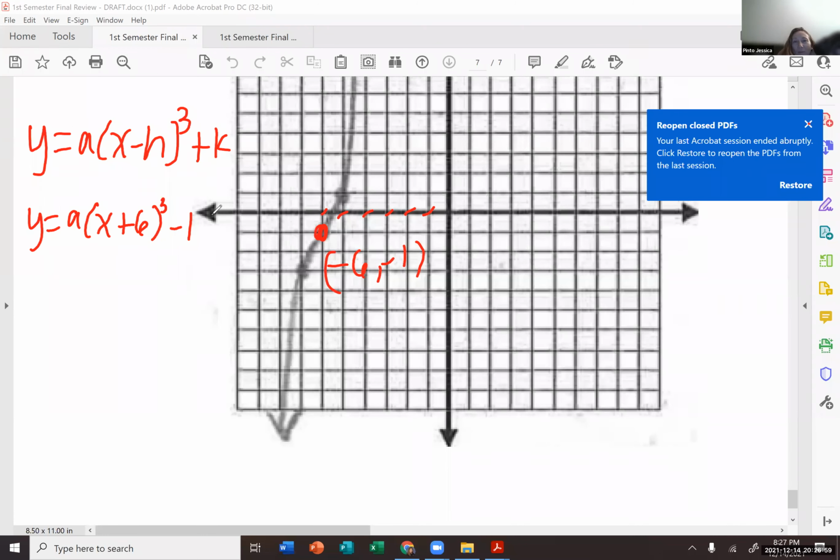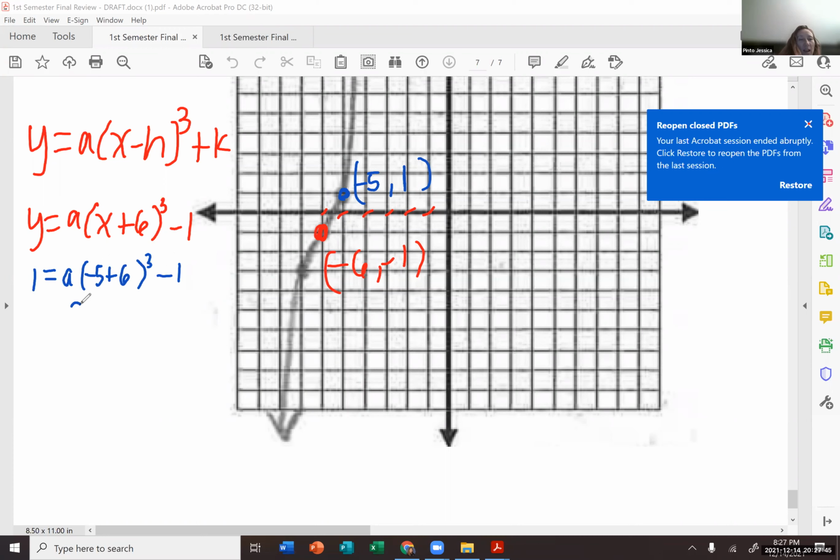And then I see that these ordered pairs are pretty bold. This one here looks easier to find: -5 and +1. So when I replace the y value, I've got 1 is equal to a, and the x value is... oh man, it's -5. There we go. -5 plus 6 to the third power minus 1. So that's much better. I did not want to do 11 to the third power.